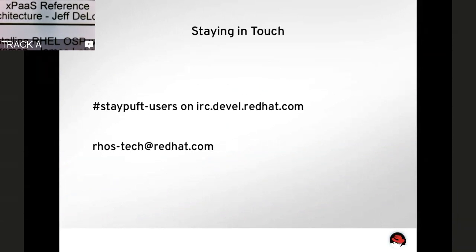All right, so staying in touch. The best places to go, these are internal to Red Hat. There is a channel on IRC called Staypuft-users. And also, if you pull down the code and you're using it, please ask questions on ROS Tech. At this point, things are still very much in QE and in documentation mode. So any patches or contributions or feedback are welcome.